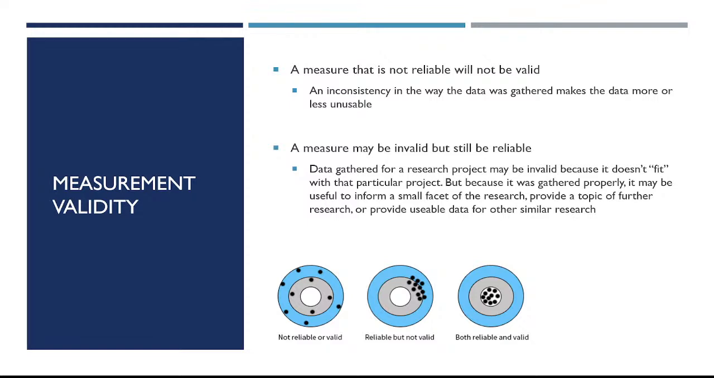So a measure that is not reliable will not be valid, right? Not reliable or valid. It's all over the place, right? An inconsistency in the way data is gathered makes data more or less usable. If you're getting results that are all over the place, it's probable that whatever tool you're using is failing. So if you have no reliability, your data is all over the place, it's not going to be valid. So you need to fix the way you're measuring something.